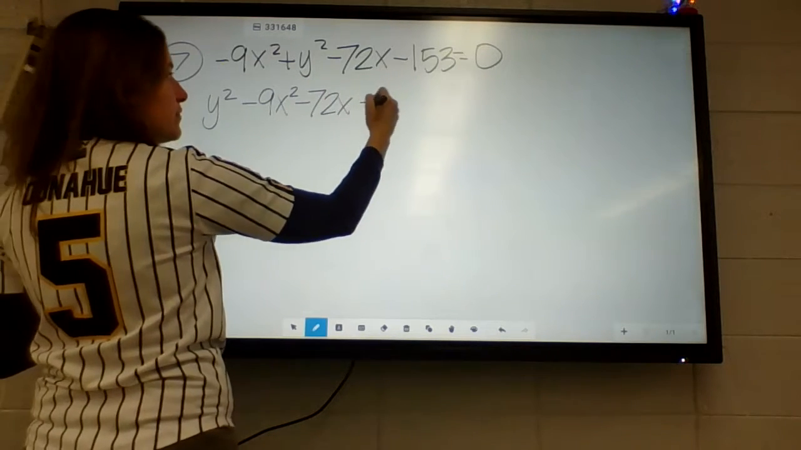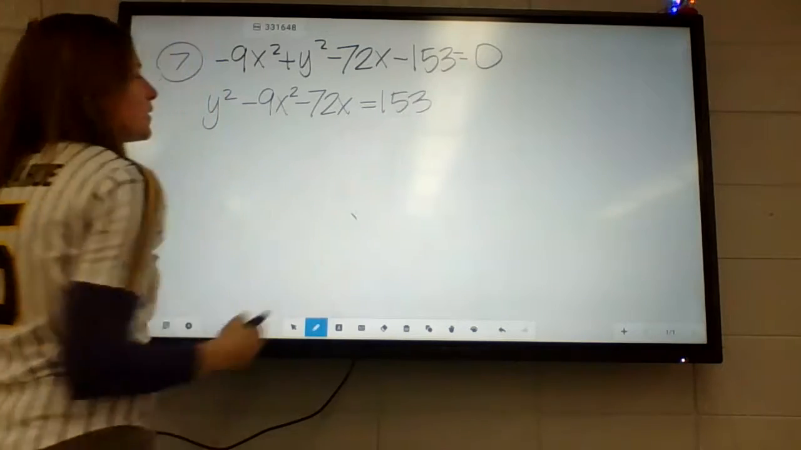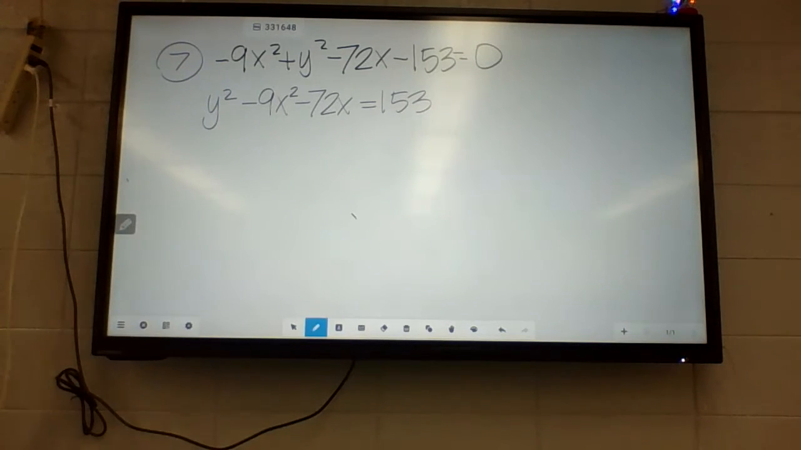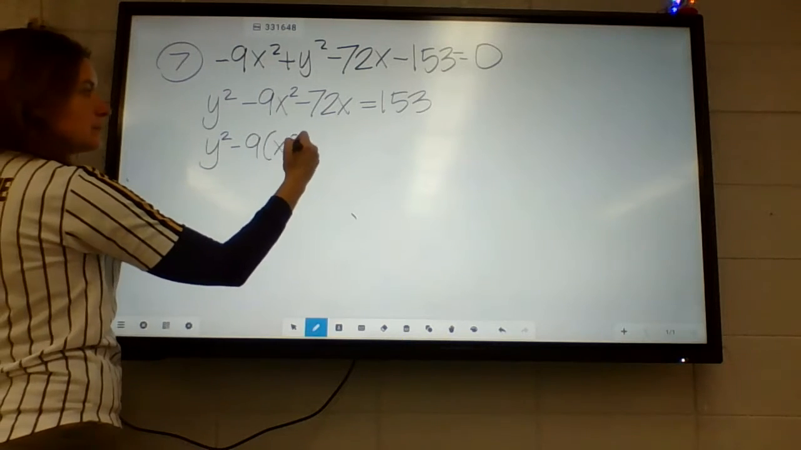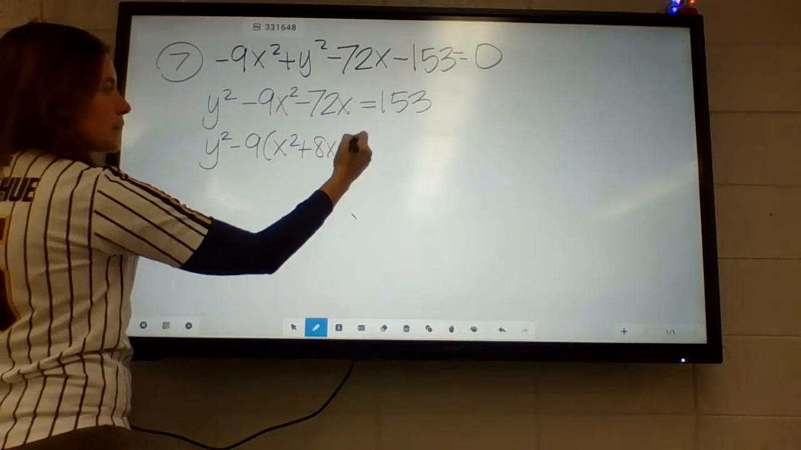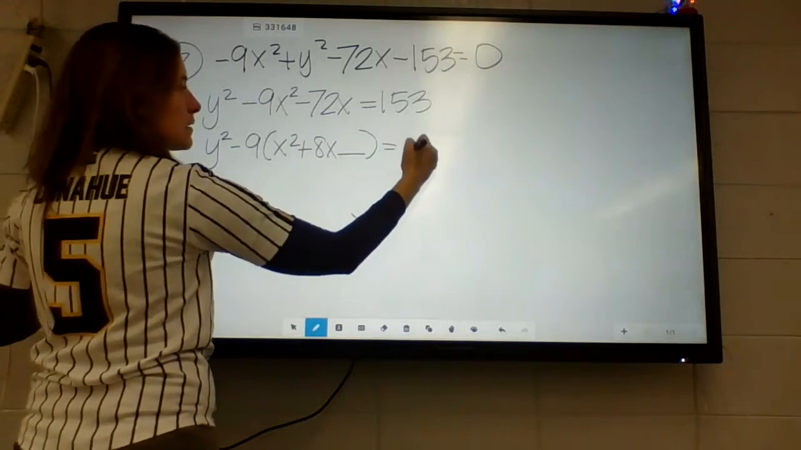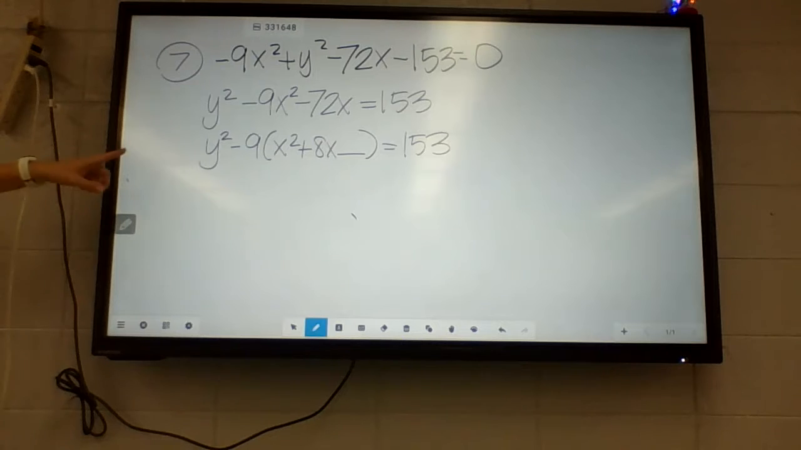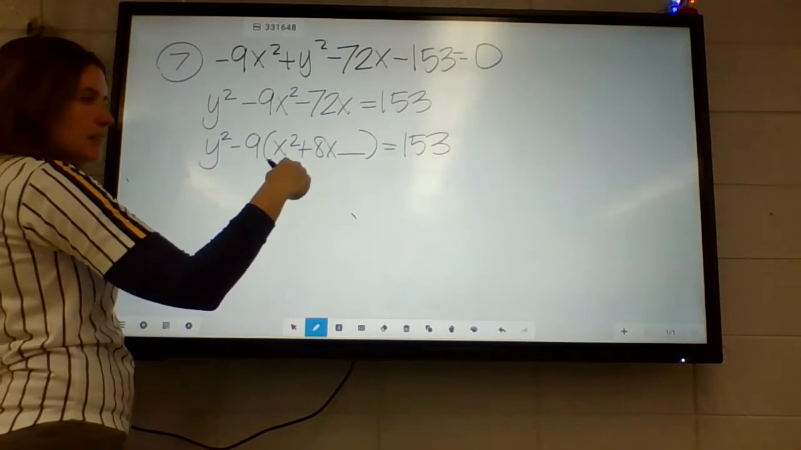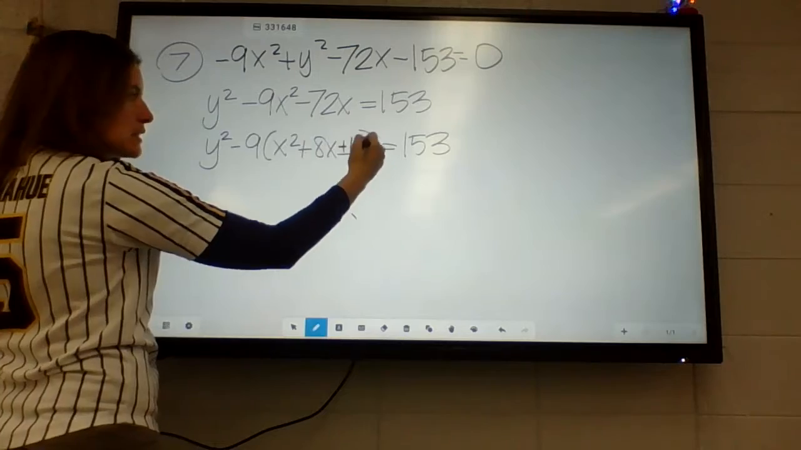And move that 153 over. Then I need to factor out that 9, the negative 9. And leave a little space. Now the y squared doesn't need us to complete the square because it doesn't have anything with it. So we'd have to complete the square here. So 8 divided by 2 is 4, 4 squared is 16.